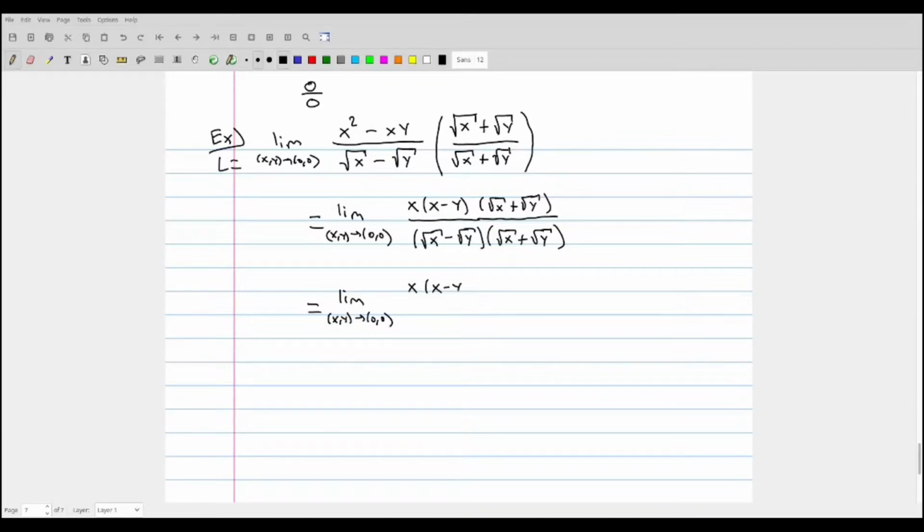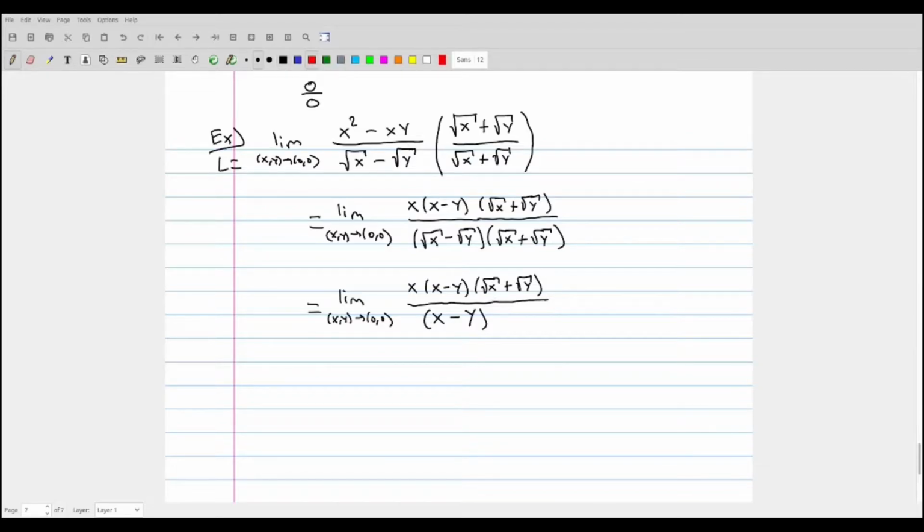You have x times x minus y still, square root of x plus square root of y. When we FOIL this out, do the multiplication out in the denominator, this is going to become this times this, which is just x. And the middle terms cancel. And when you do the last multiplication here, negative square root of y times square root of y gives you negative y right here.